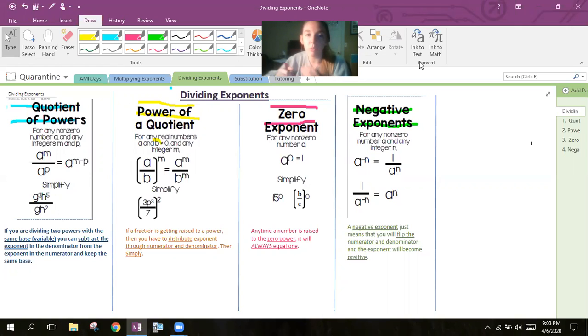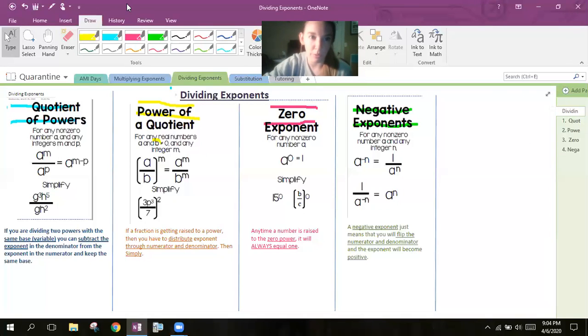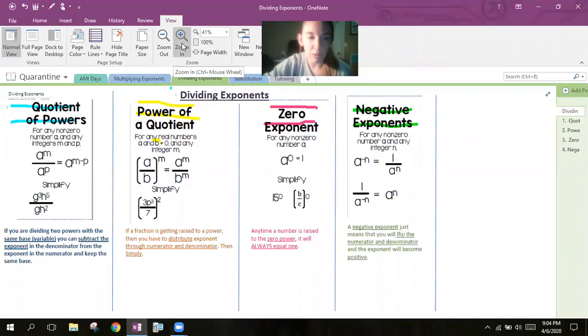These are our four things we're going to talk about. So we have quotients of powers, power of a quotient. So if you think back to that vocabulary, quotient means the answer in a division problem. Okay, so when you see quotient, just know that that means we're talking about division. The zero exponent and negative exponent. So really there's only two that have to deal with division, and then the other two kind of work with both. So we're just going to be talking about both of those. All right, so let's go ahead and get right into it.